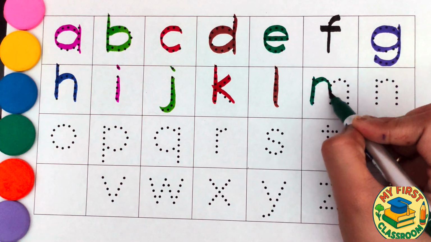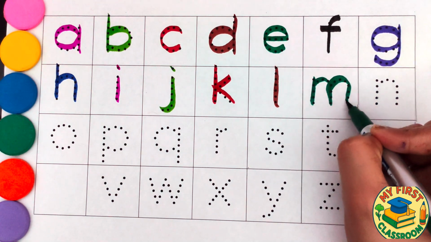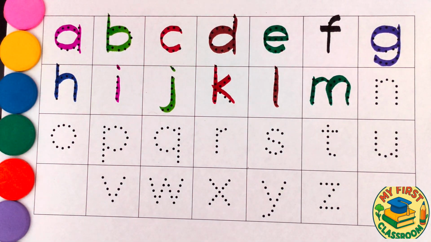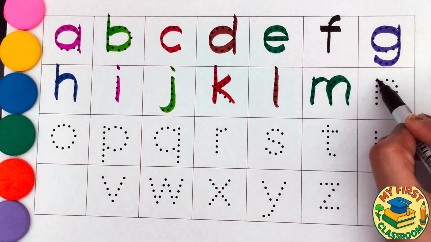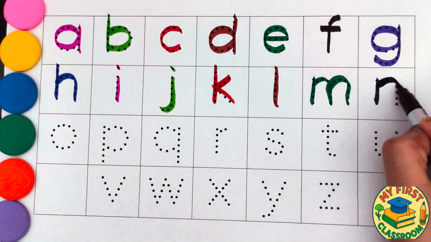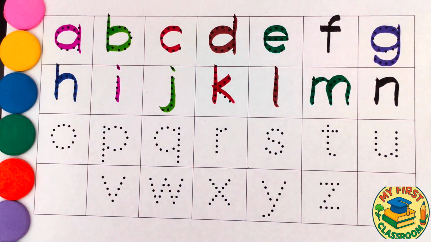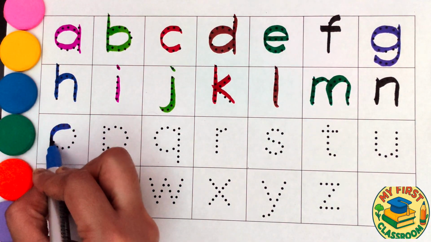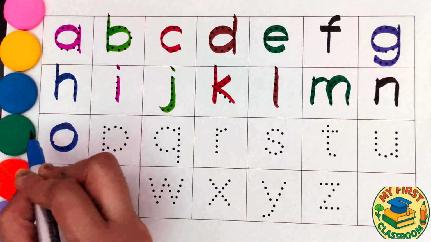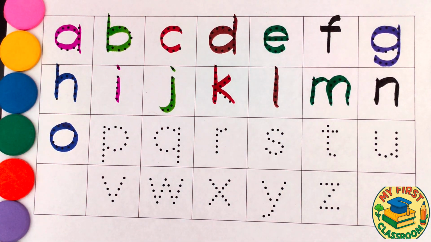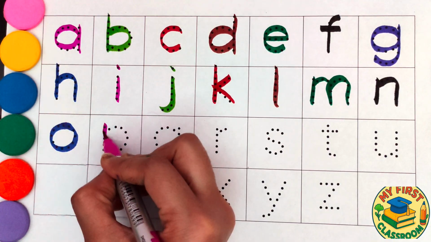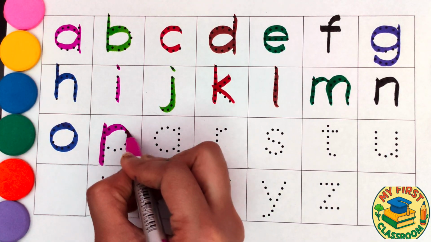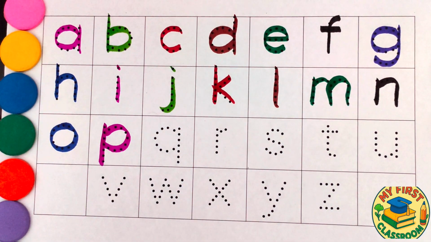M. M for mango. N. N for nest. O. O for octopus. P. P for parrot.